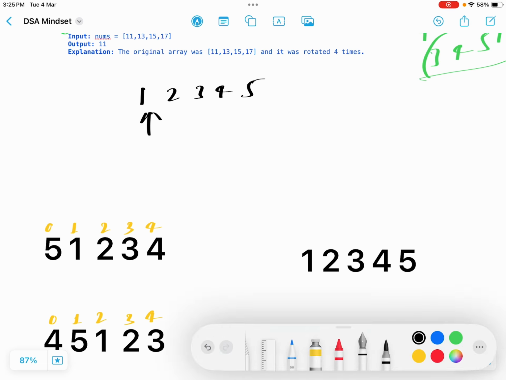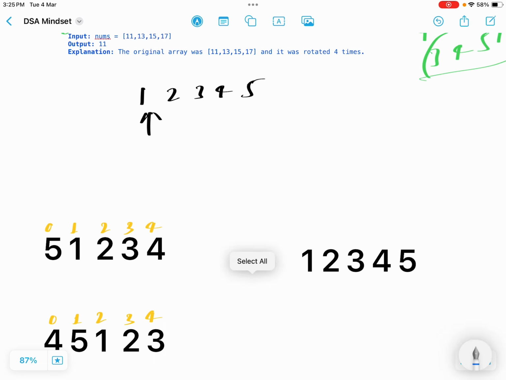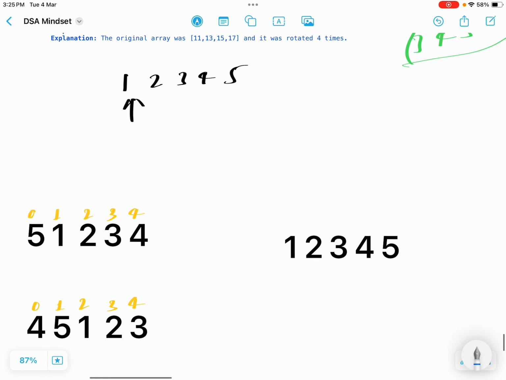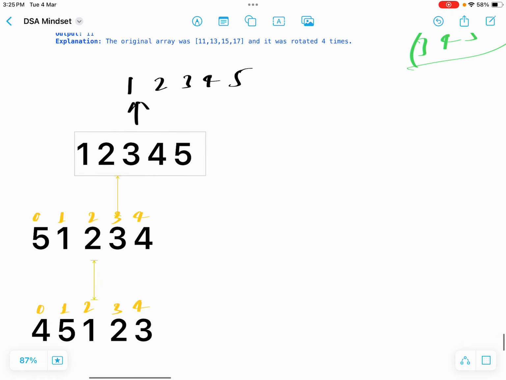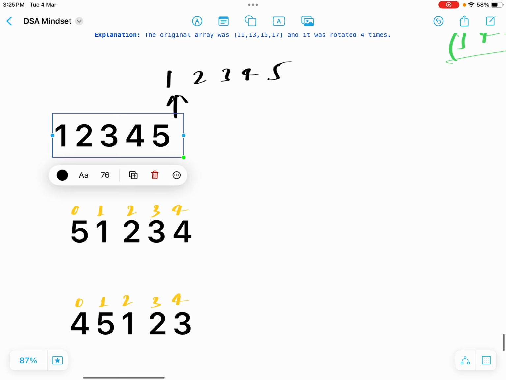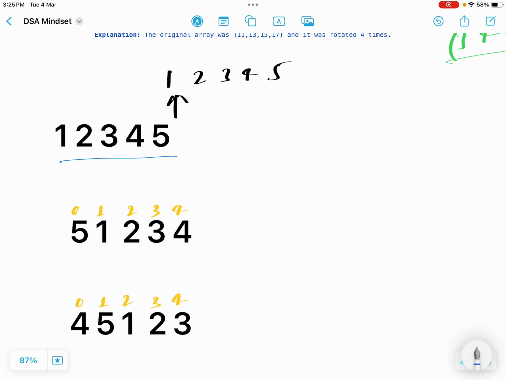So what could be the minimum? Here it can be challenging. Let's try to understand what the challenges are here and how we can find the minimum. This is the original array, and it's been rotated one time.